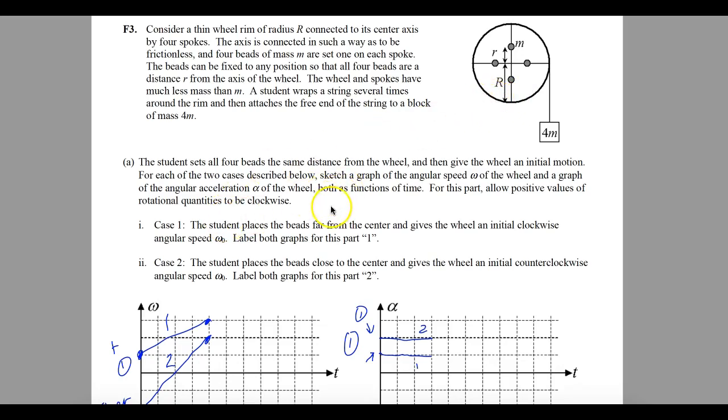In case 1, this student places the beads really far from the center, and they give it an initial clockwise speed of omega naught. So it's going this way, so they're going to push it this way. They want us to graph this.